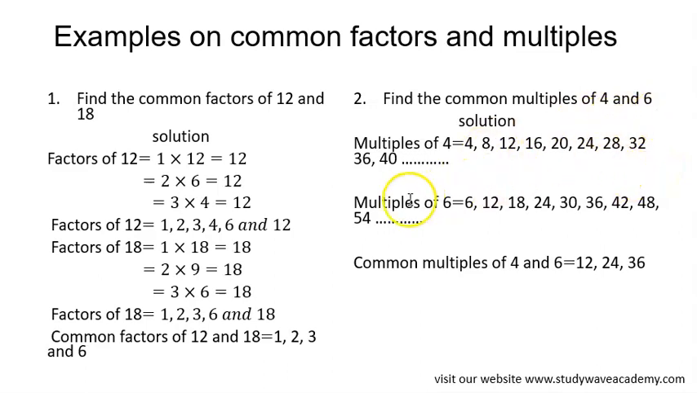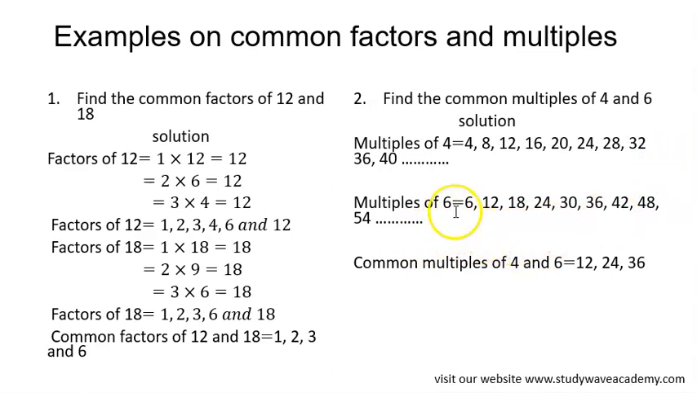Now let's look for the multiples of 6. Multiples of 6 include 6 plus 6 is going to give us 12. 12 plus 6 is going to give us 18. 18 plus 6 is going to give us 24. 24 plus 6 is going to give us 30. 30 plus 6 is going to give us 36. 36 plus 6 is going to give us 42. 42 plus 6 is going to give us 48. It keeps on going.